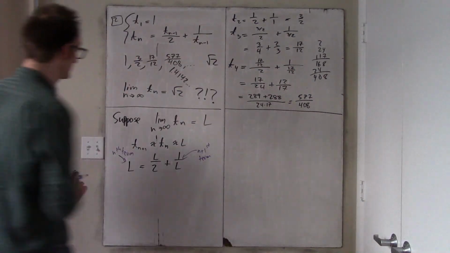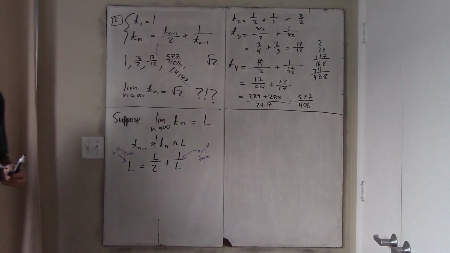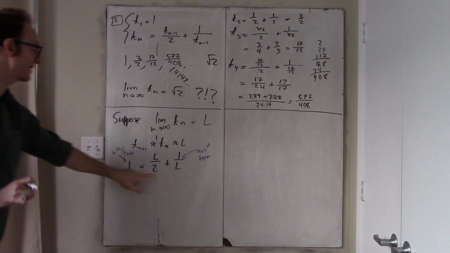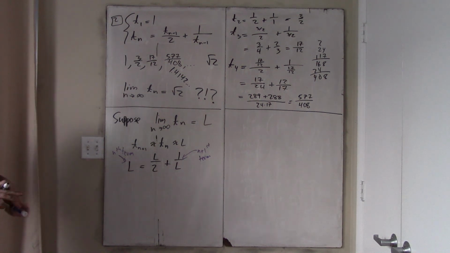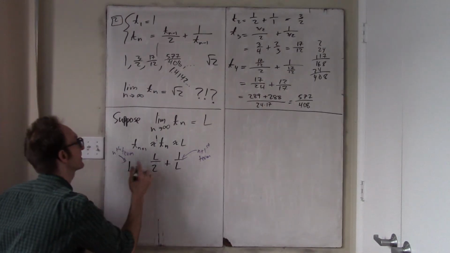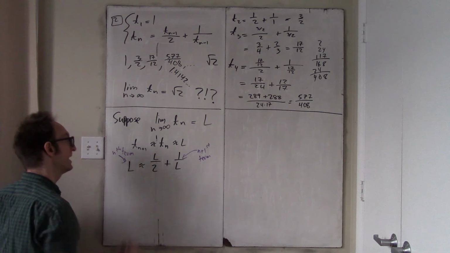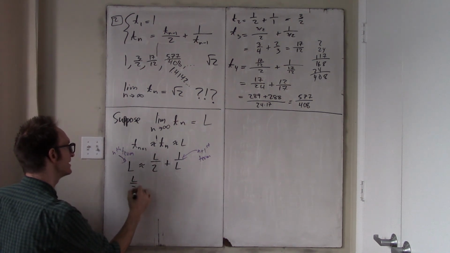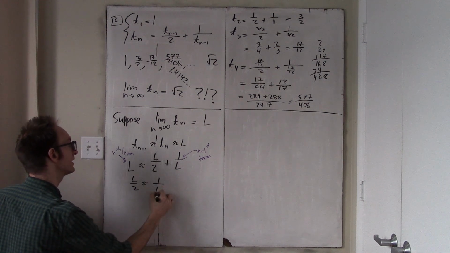So what this equation is basically saying is, L is a number such that when I generate the n plus first term, it's basically just equal to the nth term, which is to say that these are barely changing. Well, now I can just solve this equation. Subtract L over 2 from both sides. You get L over 2 is approximately 1 over L.